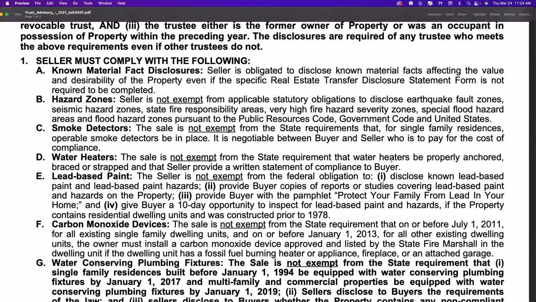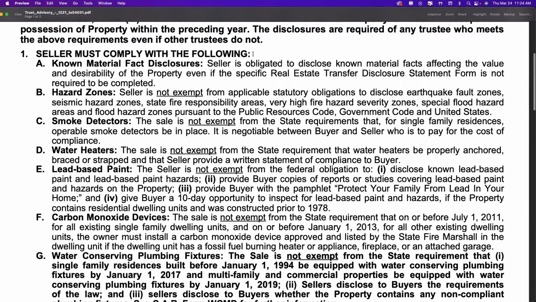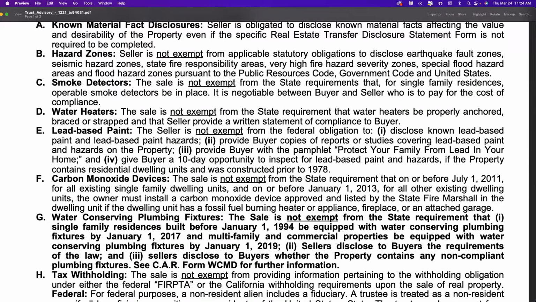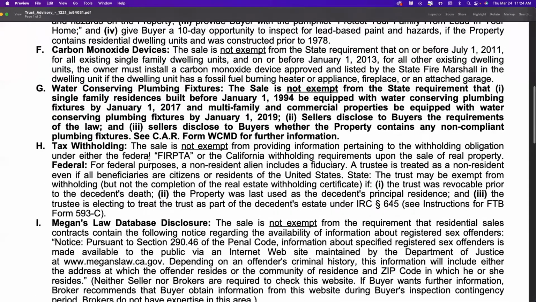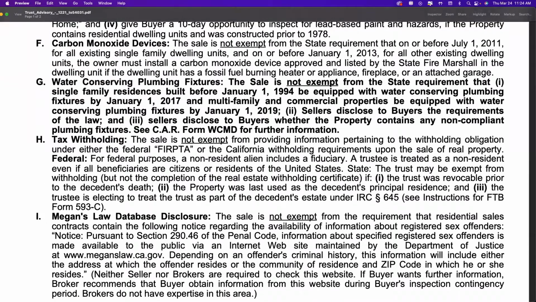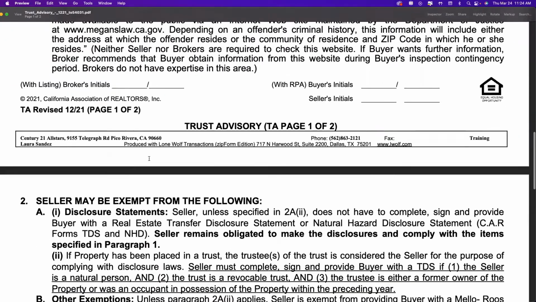I still have to do an NHD report, right? These are the things that I have to comply with, right? I have to do the NHD report. We have to get the smoke detectors installed. The water heater needs to be strapped. The lead-based paint disclosure is required. Carbon monoxide devices are still needed to be installed, right? The FIRPTA form still needs to be delivered, the tax withholding. The Megan's Law disclosure still has to be provided to the buyer.